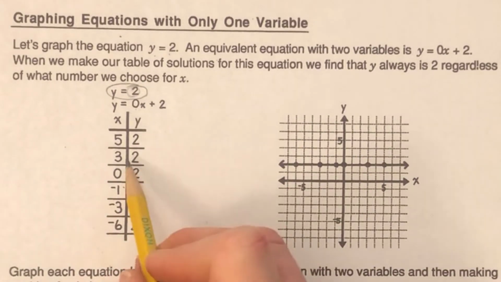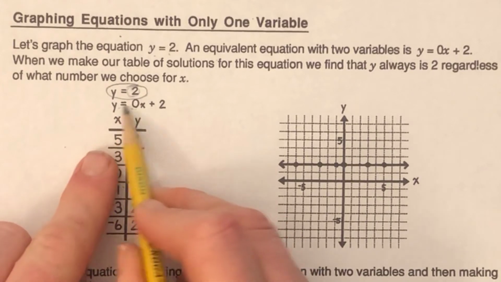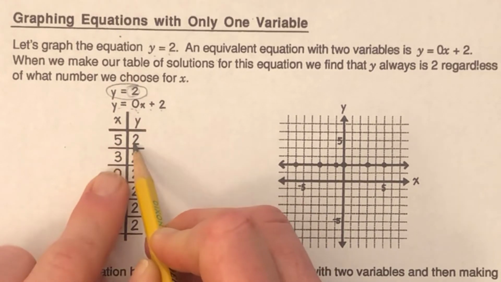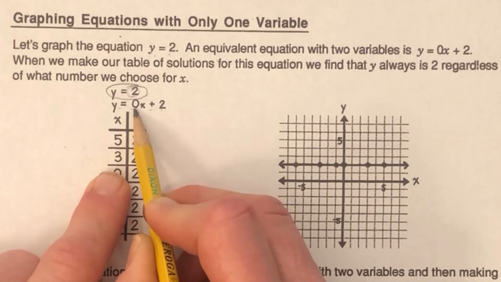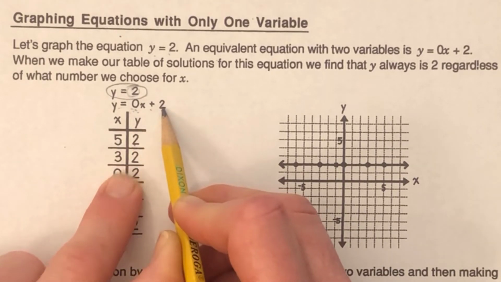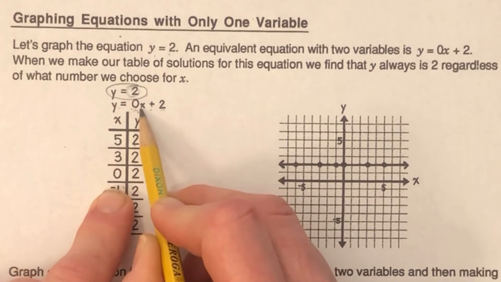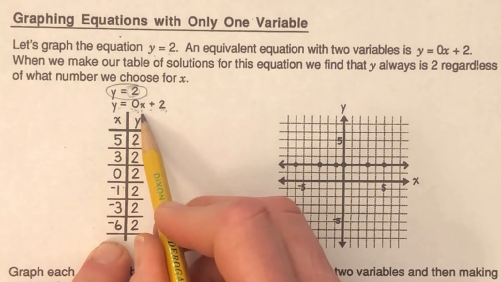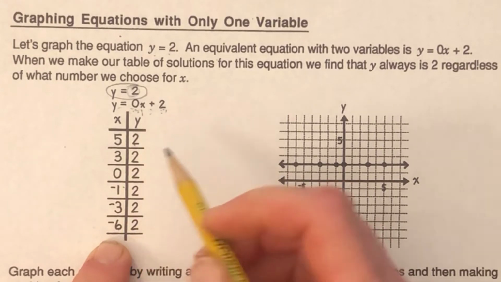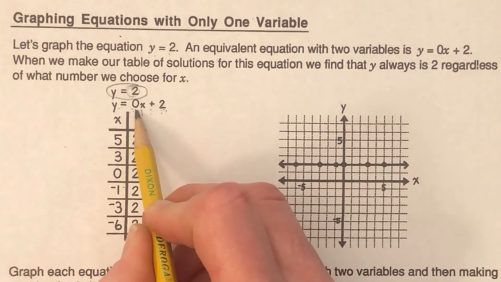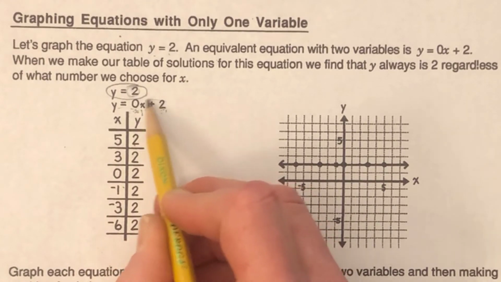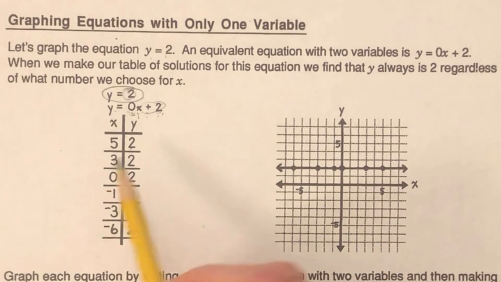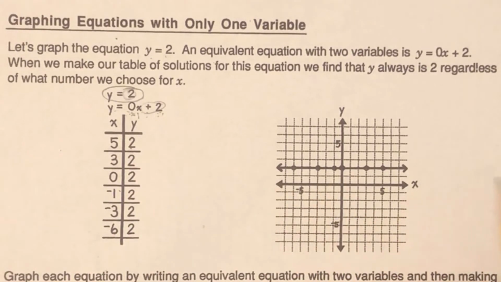So for example, in this, if x is 5, 5 times 0 is 0, plus 2 is 2. If x is 3, 3 times 0 is 0, plus 2 equals 2. 0 times 0 is 0, plus 2. Negative 6 times 0 is 0, plus 2 equals 2. So no matter what you put for x, you'll always have this 2 left over. So that's why this works. When you graph it, y equals 2, so y is always 2.